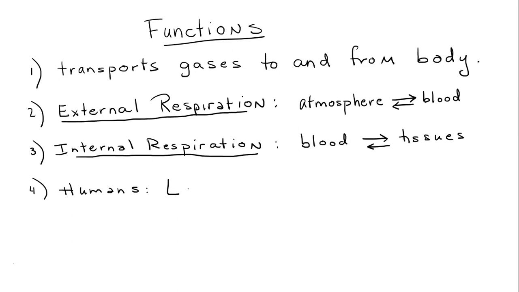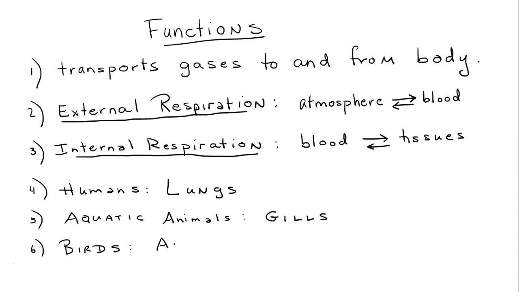which in humans we have lungs, and a lot of this lecture is going to be talking about the lungs. But realize that other animals, such as aquatic animals, have gills. In the case of gills, the water is passed over the gills, and the gills extract oxygen from the water. And then birds, on the other hand, have air sacs. The air sacs allow them to take in more oxygen and store more oxygen during flight.